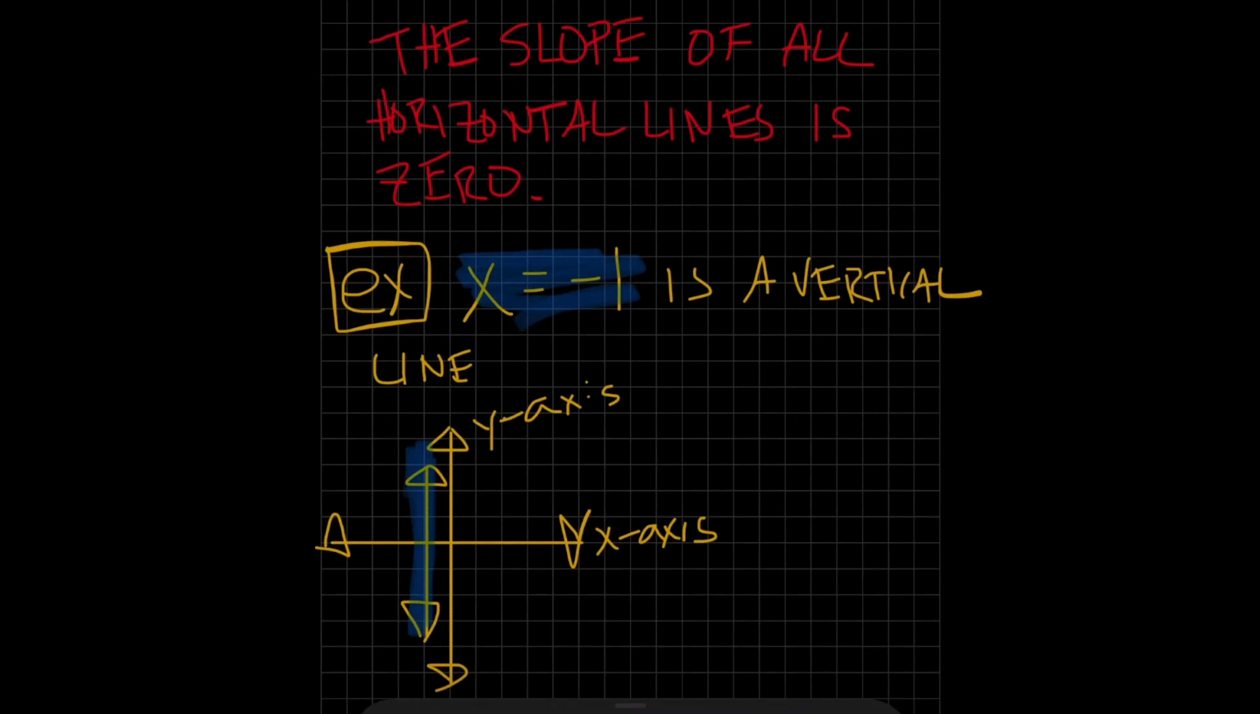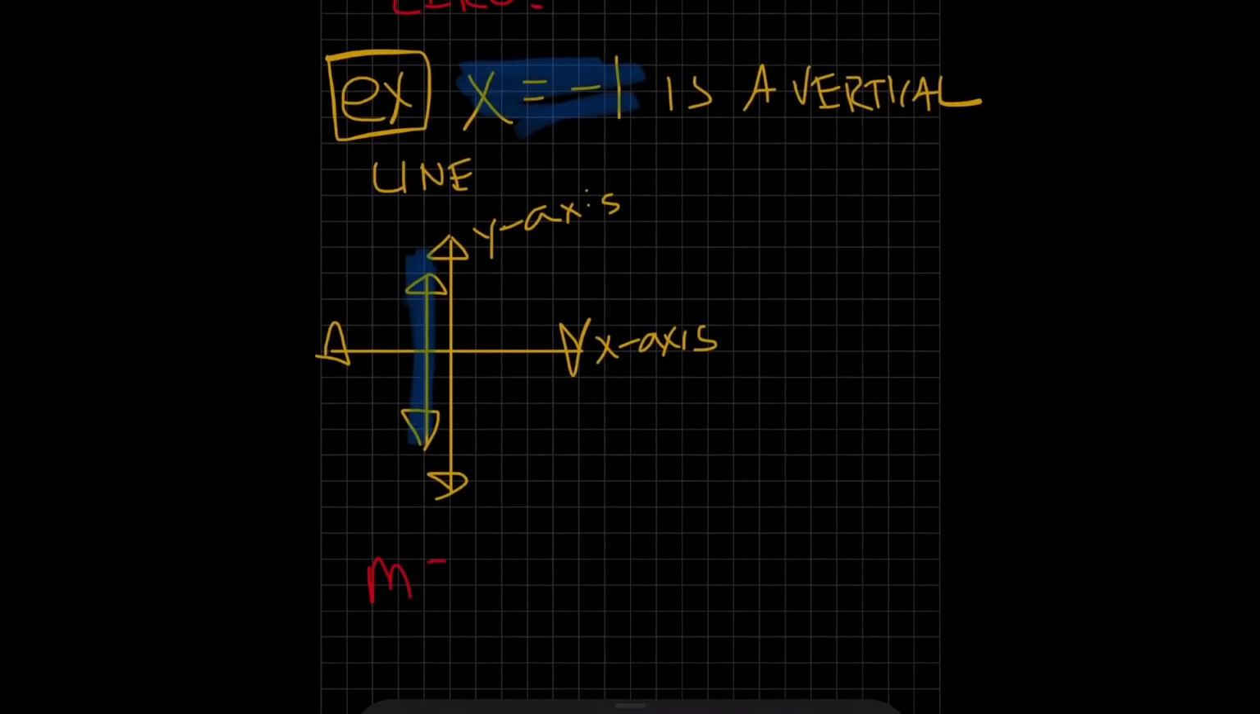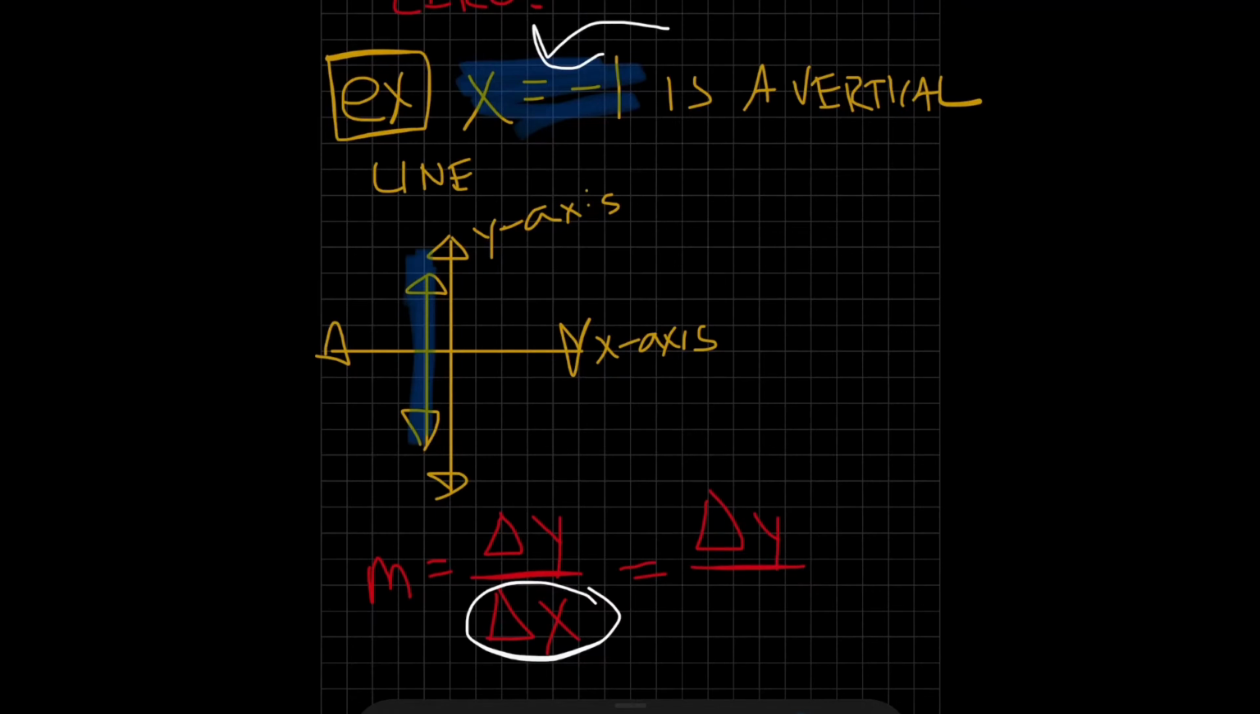So again, we're going to use this definition of slope. That slope is equal to our vertical change, our change in y, divided by our horizontal change, our change in x. Notice though, in this situation, our x, our input, is constant. It's always equal to -1. So there is no change in the x value. So we end up with delta y divided by 0.